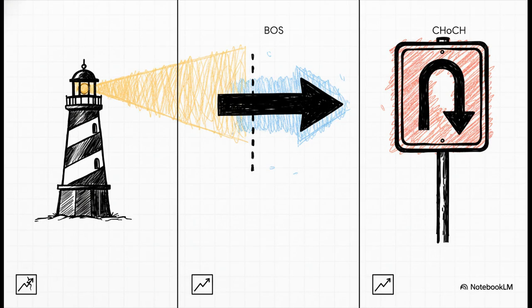So let's just hammer this home. MSS is your early warning light. BOS confirms you're still on the right path. And CHoCH tells you the entire map has been redrawn. Three totally different signals for three very different market scenarios.